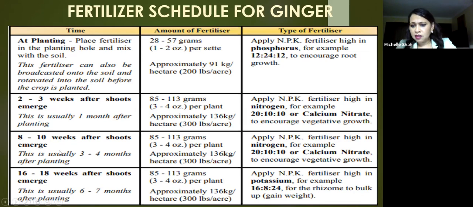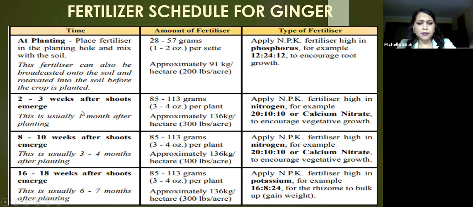And in the final stage of fertilizer application, we apply fertilizer high in potassium, where the potassium or K, which is the potash, is highest for the rhizome to bulk and gain weight. The only time where the phosphorus, which is the P, is a high amount will be at the first application stage to encourage root growth. So we have the four stages of fertilizer application.